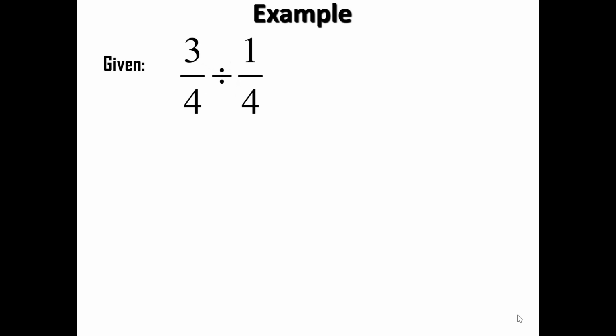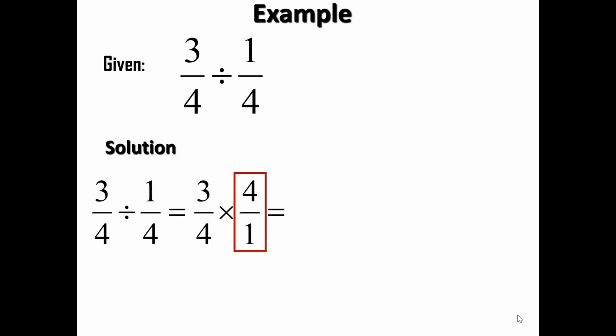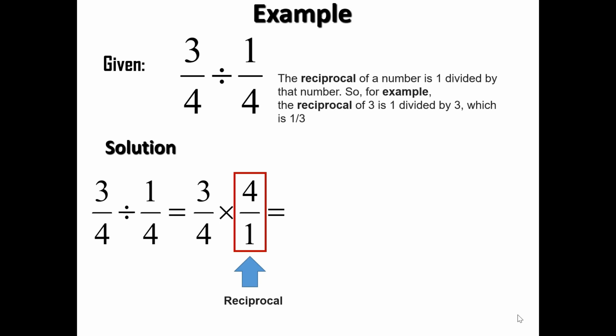Example. 3/4 divided by 1/4. So we have 3 over 4. So yung 1/4, na reciprocal noon ay 4 over 1. And then change the division sign into multiplication sign. The reciprocal of a number is 1 divided by that number. So example, the reciprocal of 3 is 1 over 3 or 1 divided by 3 or 1/3. So now we have 3 over 4 times 4 over 1.